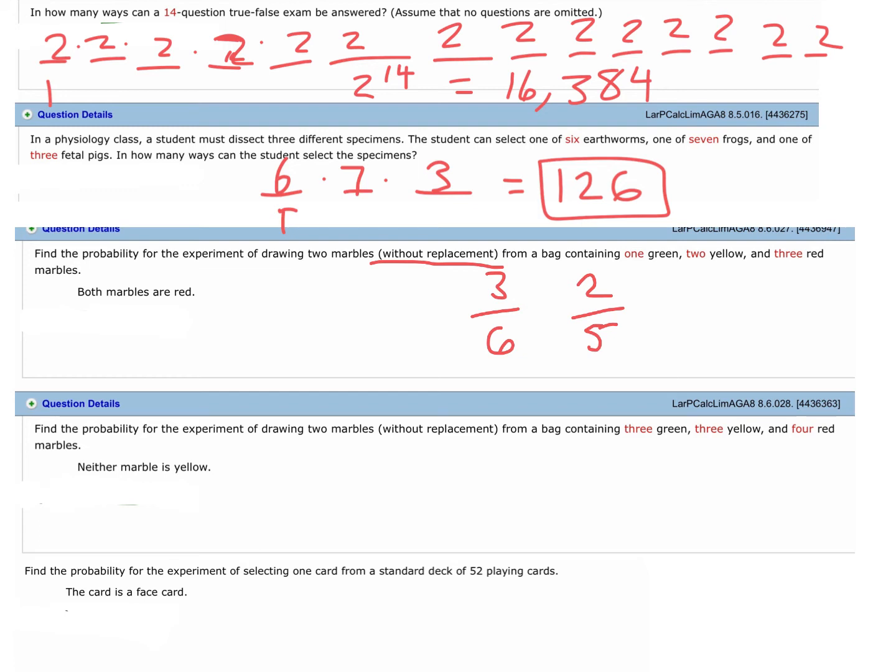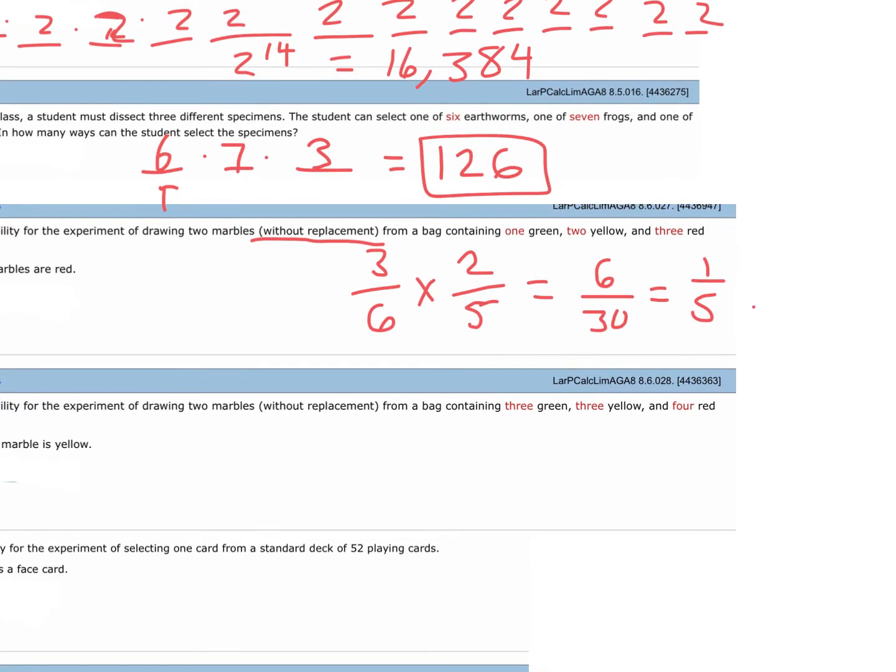Now we are picking 1 red marble and another red marble. So are we going to multiply these or add them? Multiply. Because it's not 1 red marble or another red marble. It's 1 red and another red. So we multiply. So 3 times 2 is 6. 6 times 5 is 30. Always simplify your fractions. We get 1 over 5.